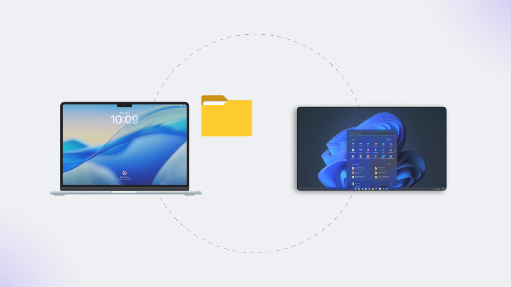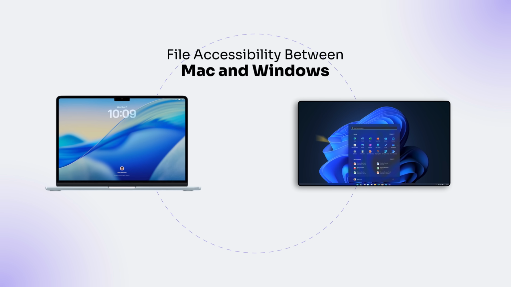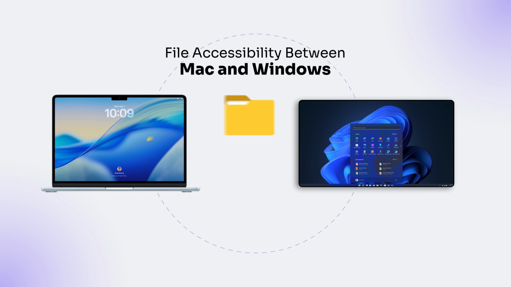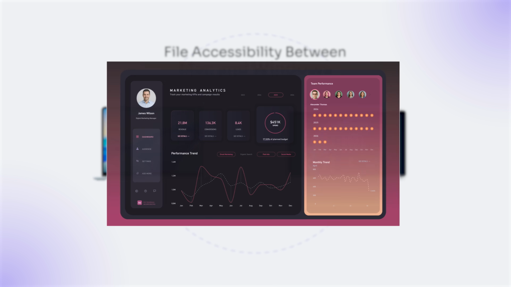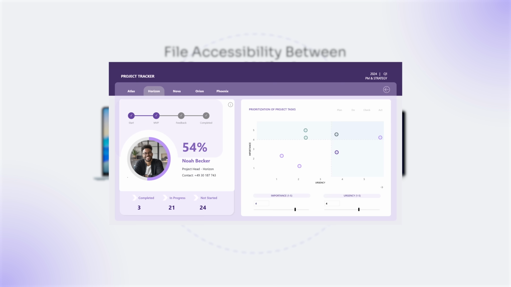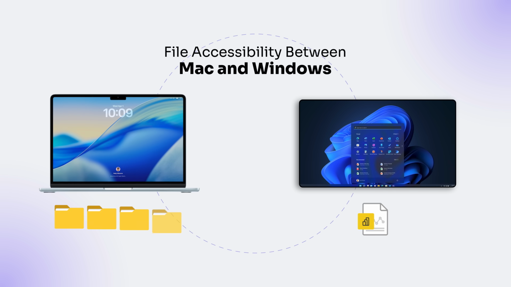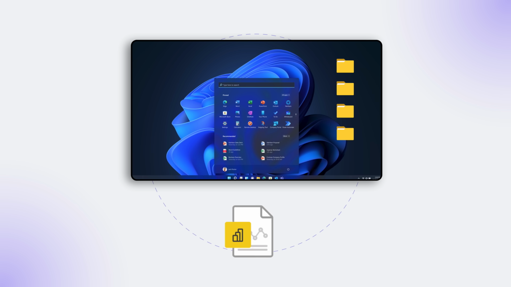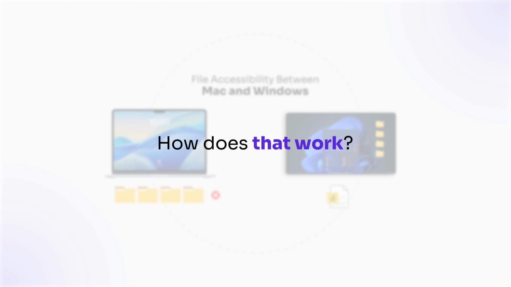Now, then there's another important thing, which is how files are accessible from Mac to Windows and the other way around, because it would be really annoying to work inside of Power BI, but you cannot connect to files that are on your Mac, only those that you have saved in Windows. So how does that exactly work?